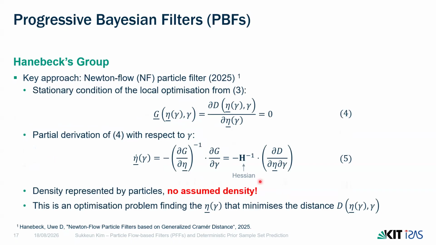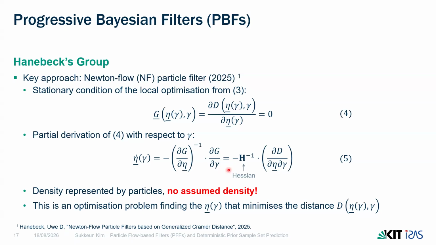Then we want to take a derivative, and the stationary condition of the local optimization from the previous one will be this equal to 0. The gradient should be 0. And then if we take another partial derivative of this one with respect to gamma, then we'll have eta dot gamma equal to the Hessian times the partial derivative of the distance with respect to eta and gamma. So here you have a Hessian, that's why it is called Newton flow, because we have a second derivative.